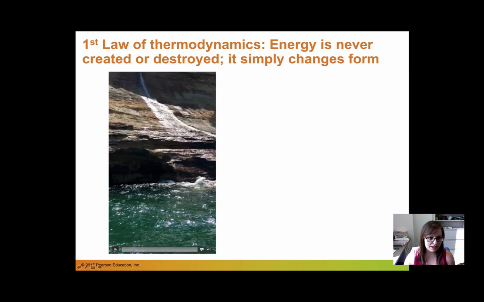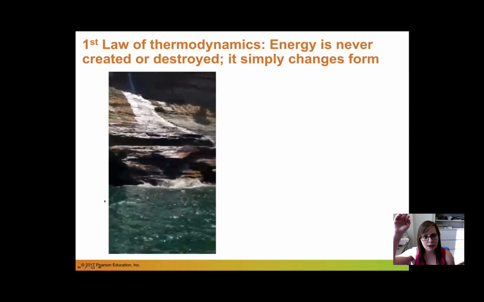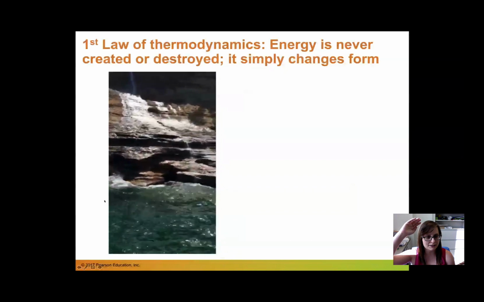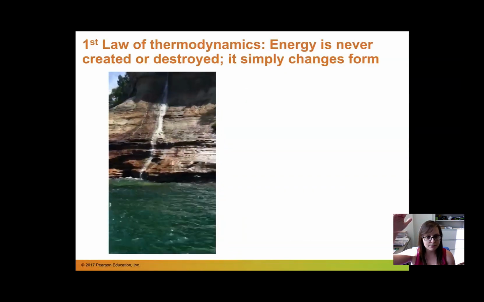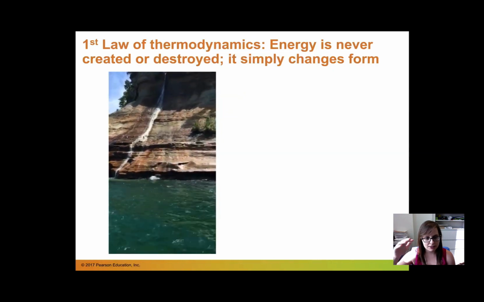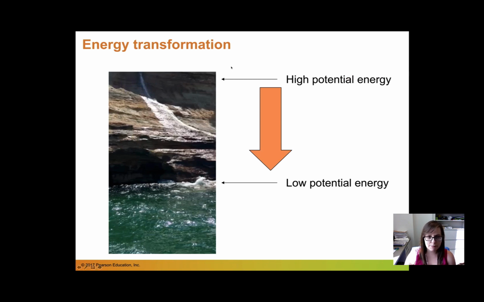And an analogy of that can be a waterfall. So at the top of the waterfall, water or anything that's going to move down the waterfall has high potential energy. And as it moves down the waterfall, that energy is transformed to kinetic energy. And then at the bottom of the waterfall is low potential energy. So again, at the top of the waterfall, we have high potential energy, and it moves down to a level of low potential energy, as it moves from something up high to something down low.